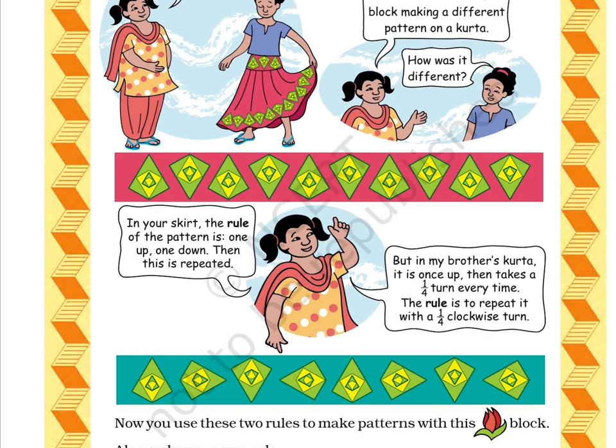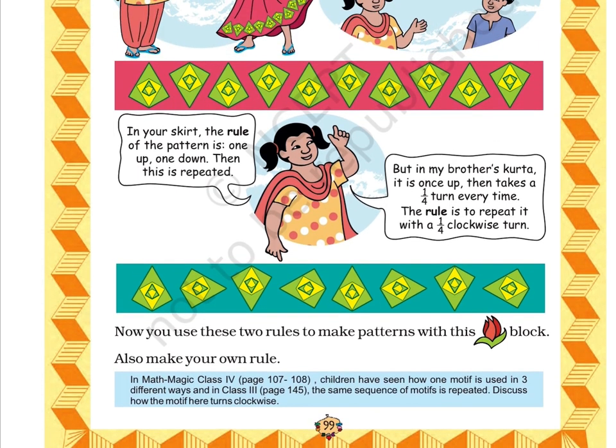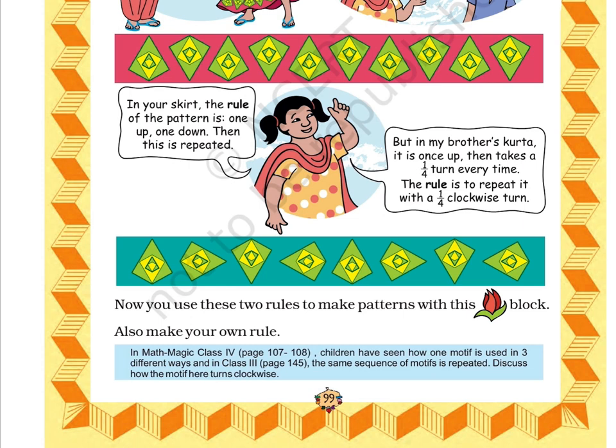Now you use these two rules to make patterns with this block. There is a block as a flower on leaves shown in the form of a small picture. Also make your own rule. For the teacher. In MathMagic Class 4, page 107 to 108, children have seen how one motif is used in 3 different ways, and in Class 3, page 145, the same sequence of motifs is repeated. Discuss how the motif here turns clockwise.